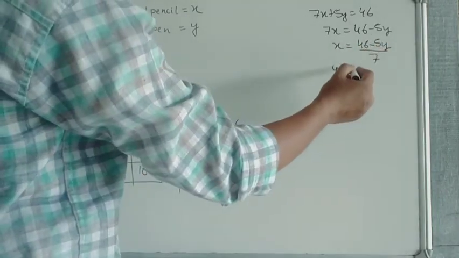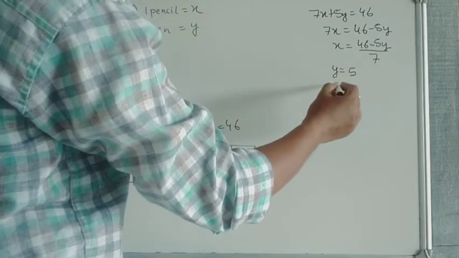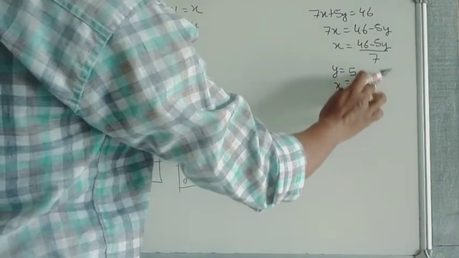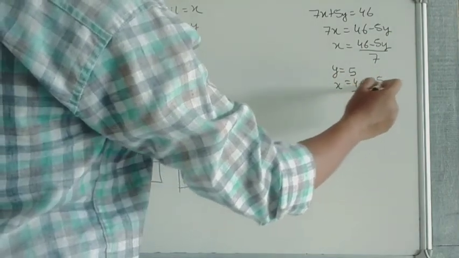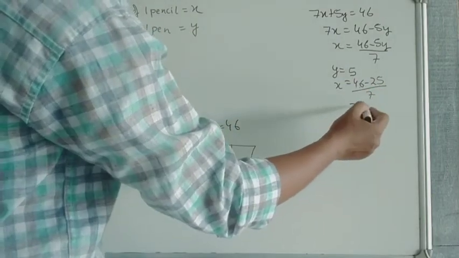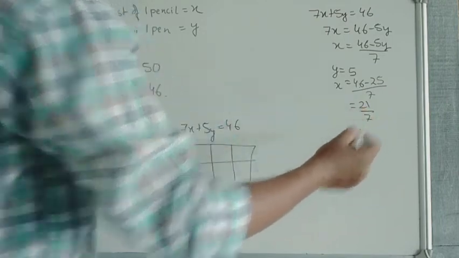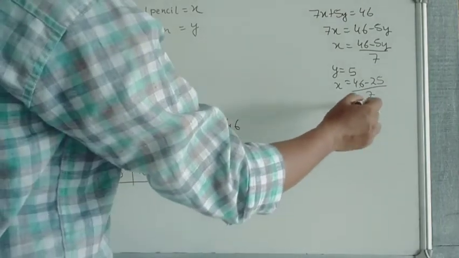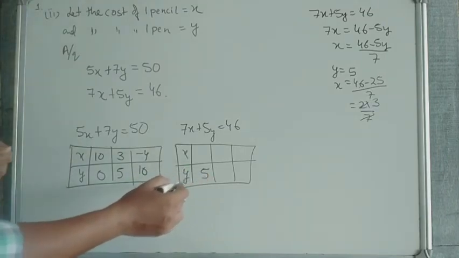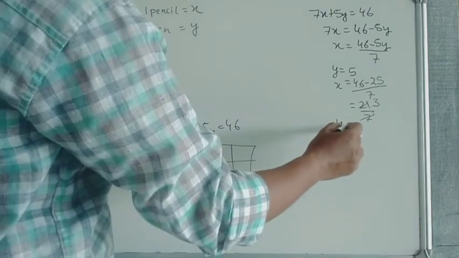So what I tried is directly y is equal to 5. Now x will be equal to 46 minus 5 into 5, that is 25, by 7. Now 46 minus 25 becomes 21 by 7, so it was 3. So when I took y is equal to 5, the x value we got is 3. Now the next value of y we will take.